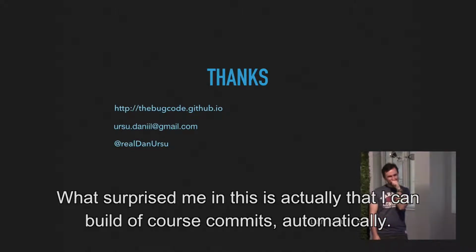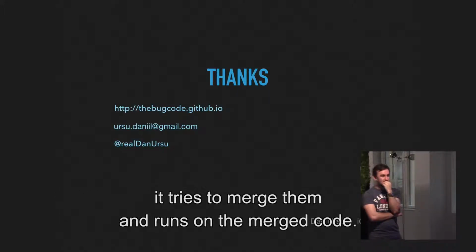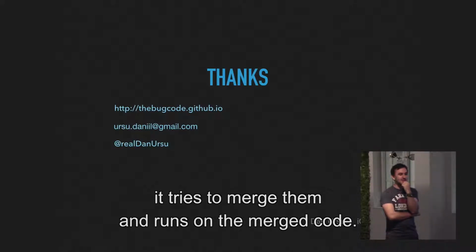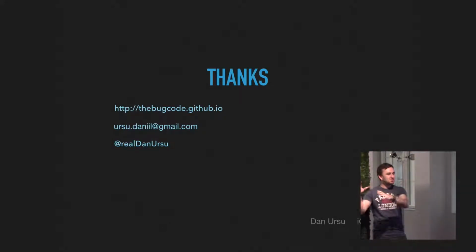What surprised me in this is that I can build commits automatically. But if I create a pull request, apparently Bitrise takes this commit and the develop branch, tries to merge them, and runs on the merged code. Yes, which makes a lot more sense to me than just running the latest commit. We're also doing that. All right, but I'm trying to keep it simple.